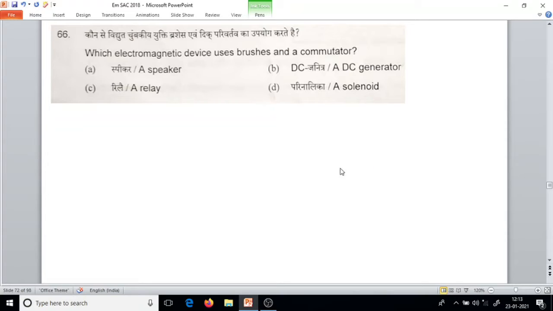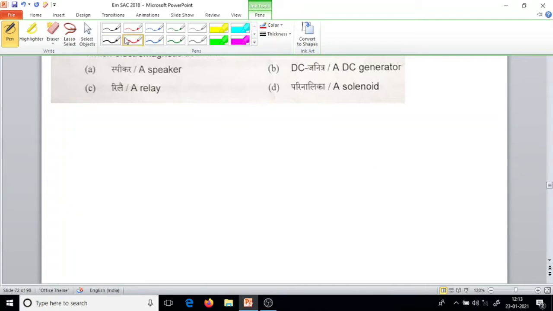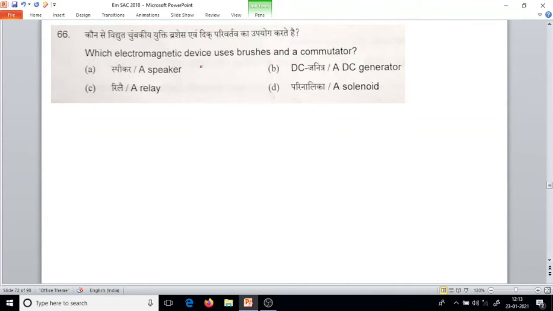Question number 66. Which electromagnetic device uses brushes and commutator? That is a DC generator. In a DC generator, we use split rings. The split rings provide DC to the brushes.